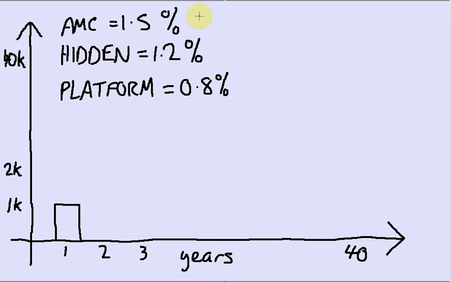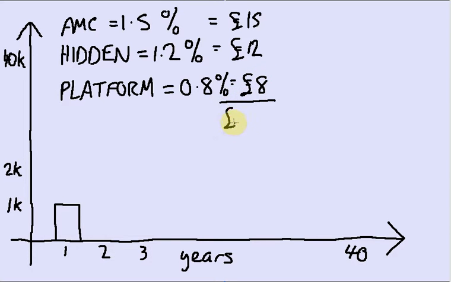So on my £1,000, this 1.5% is equal to £15. 1.2% is equal to £12, and the 0.8% is equal to £8. So that's a total fee on my £1,000 investment of £35. So we'll just write that 35 there.